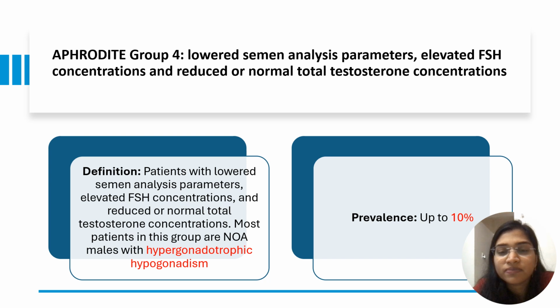Group 4 is hypergonadotropic hypogonadism.